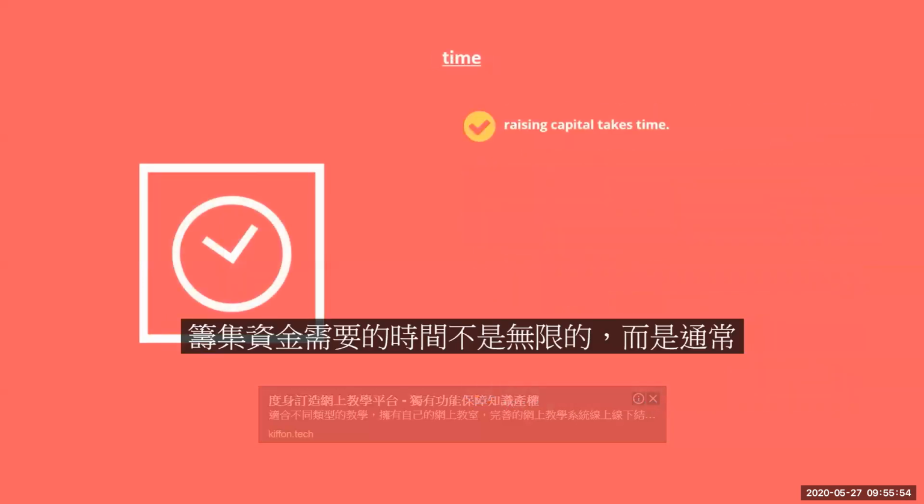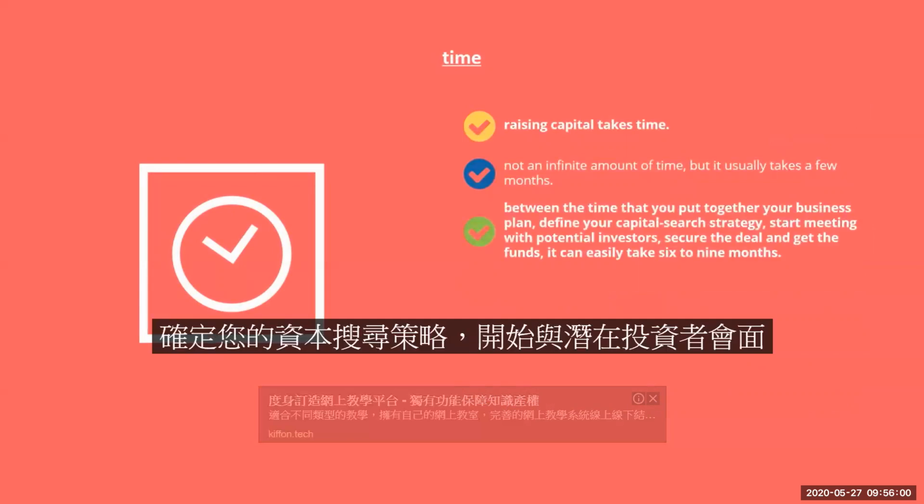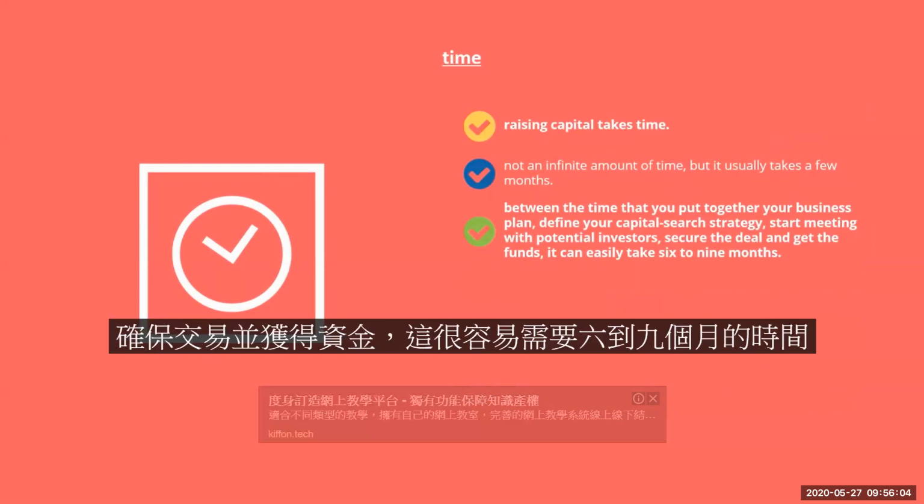Raising capital takes time. Not an infinite amount of time, but it usually takes a few months. Between the time that you put together your business plan, define your capital search strategy, start meeting with potential investors, secure the deal, and get the funds, it can easily take 6 to 9 months.